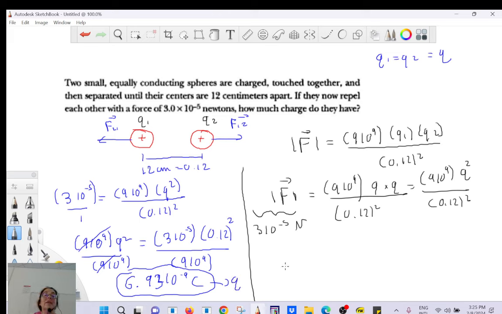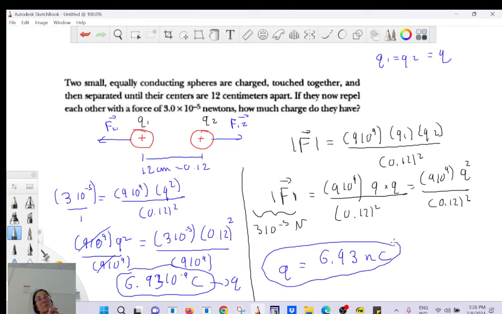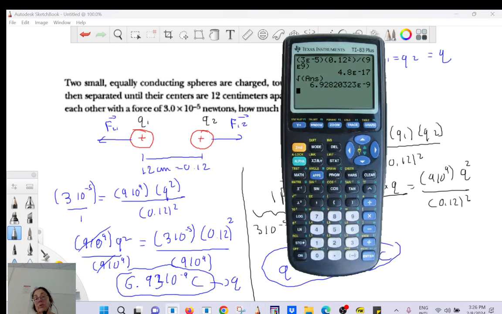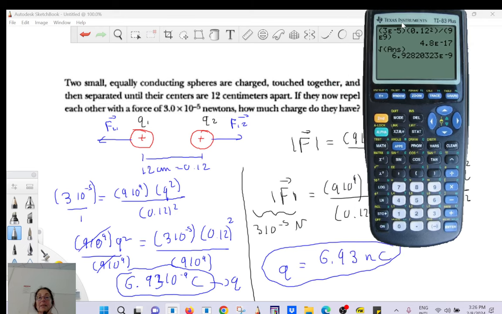And 10 to the negative 9 is nano, very good. So 6.93 nanocoulomb. Okay? So this is algebra. So you want to make sure you know how to use your TI. Any question? Make sure you frame. Framing is all about framing.